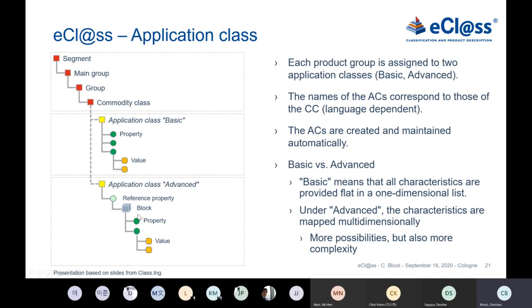So how does it work? You model a full product description with the full brightness and all possibilities eClass supports. And then you say, okay, this property in the structure shall also be included in the basic representation. So you have a so-called basic flag, and this property, for instance, would automatically point to this basic application class.